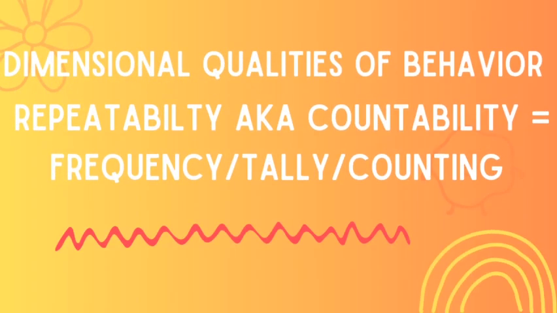We've got our dimensional qualities of the behavior, and when we're looking at dimensional qualities, we're talking about the repeatability, the countability, those are AKAs. The countability is an easy way to remember it in the sense of repeatability, we're just counting the behaviors, the repetition of the behavior. Repeating, we're counting those. The definition, repeatability is instances of behaviors over time, frequency, rate, etc., that have a clear start and end.